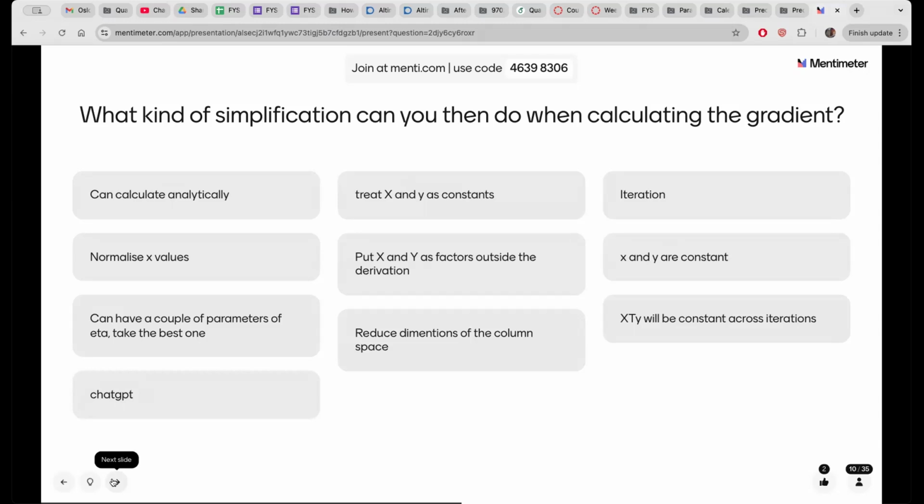So let me try to show you which one is the most relevant. Actually, this one: X and Y are constants. They don't depend on theta. When you look at the gradient descent method, you're updating theta. So that means that we can pre-calculate them. And that is a big saving. We're going to go back to that when we look at the equations on the whiteboard. So this one is important: treat X and Y as constants. X transpose times Y will be constant across iterations.